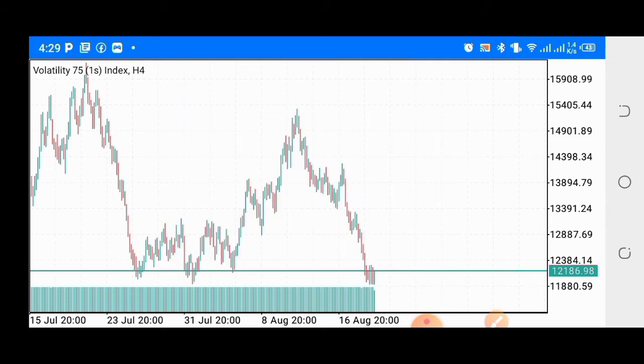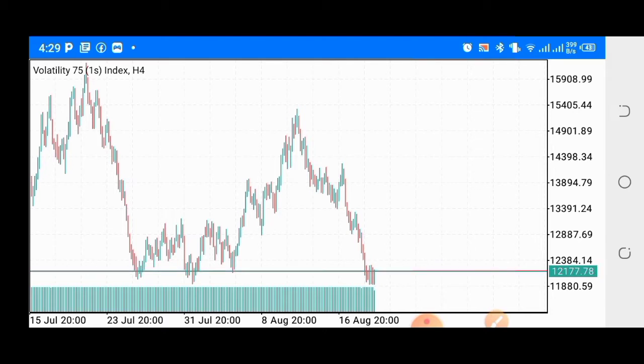Before we continue, I would like to tell you what support and resistance is. A support is a low level, where the price creates a swing low before moving up, and the resistance is a high level where the market creates a swing high.